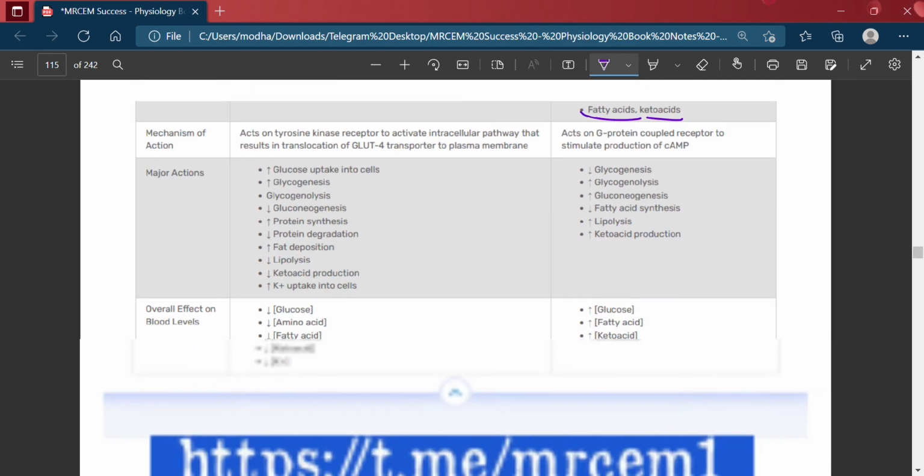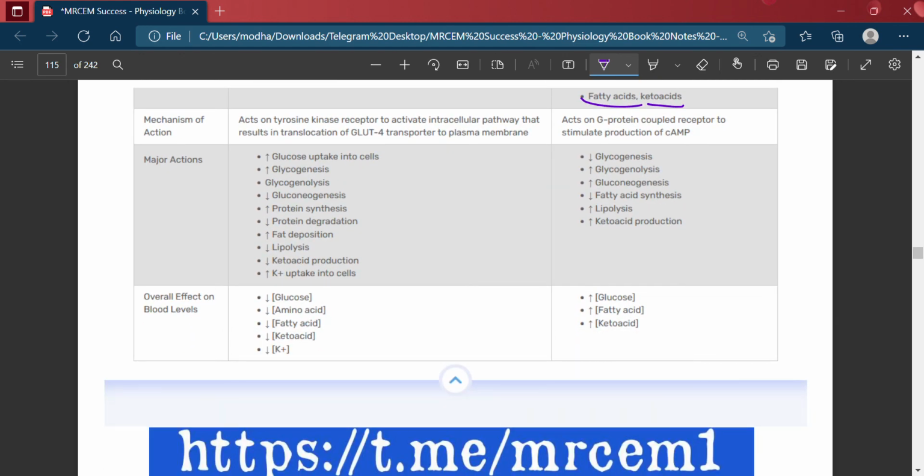Now what is the mechanism of action? Insulin acts on the tyrosine kinase receptor to activate an intracellular pathway that results in the translocation of the GLUT4 transporter to the plasma membrane. And glucagon acts on a G protein coupled receptor to stimulate the production of cAMP.